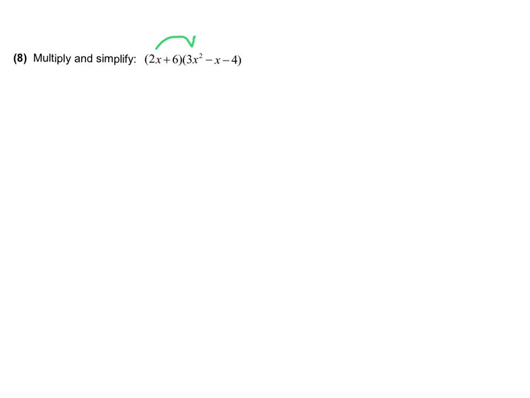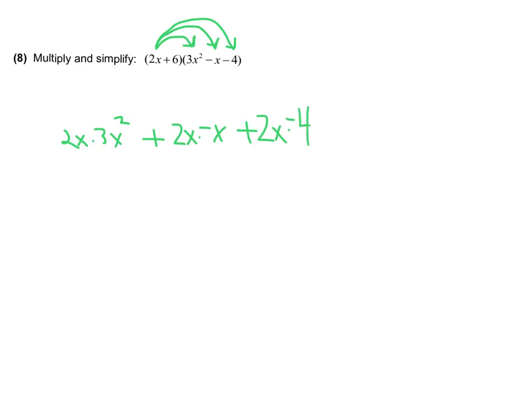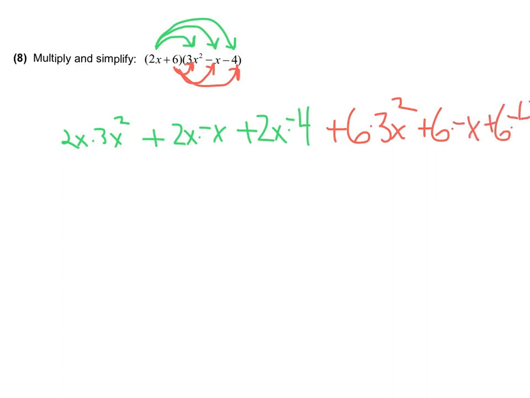So we're going to distribute the 2x into each piece of the second pair of parentheses, and then we'll distribute the 6. So let's go ahead and distribute the 2x. So 2x times 3x squared, and then plus 2x times negative x, and then plus 2x times negative 4. Then we're going to distribute the 6. So we'll multiply 6 by each piece of the second pair of parentheses. So plus 6 times 3x squared plus 6 times negative x plus 6 times negative 4.